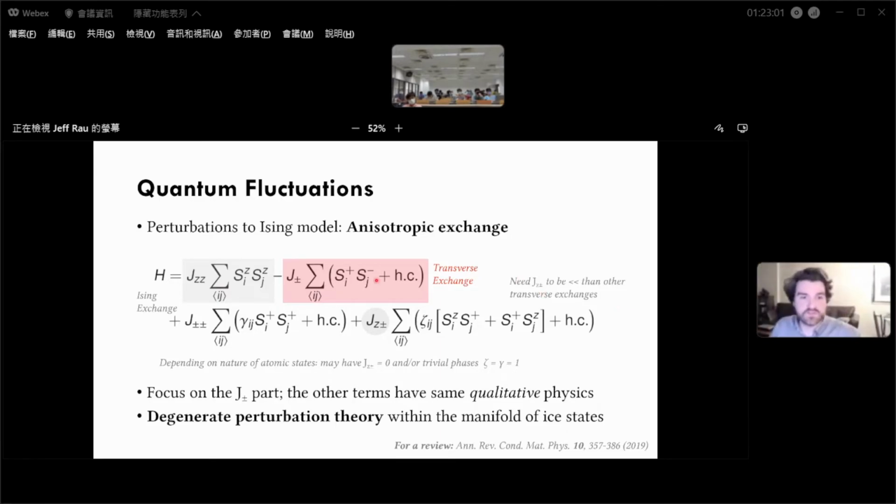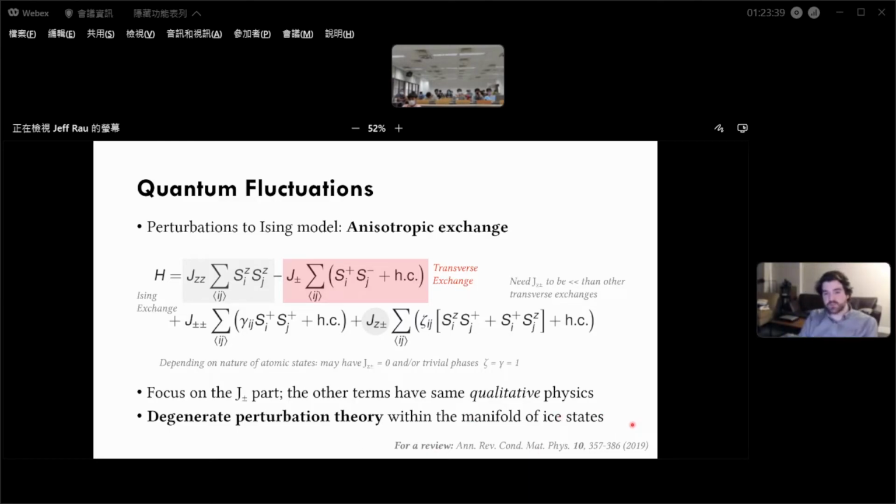So the question is, well, we know that this model alone has this very interesting degenerate set of states, but any small perturbation is going to destroy it. And so what do these small perturbations do? Okay. Just a small technical note: depending exactly on the atomic states, it might be that some of these are forced to be zero by symmetry, and it might be that some of these bond-dependent exchanges, which involve these coupling constants, zeta and eta, which I have not really well defined for you here, might just be equal to 1. So that depends on some of the detailed atomic physics. If you want to read how that goes, I would recommend looking at this review article here.